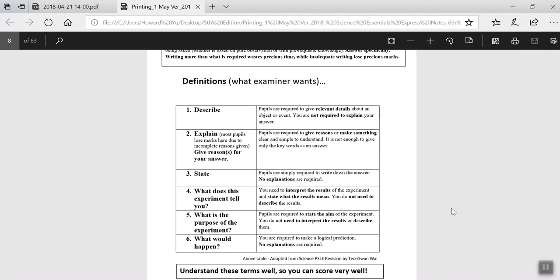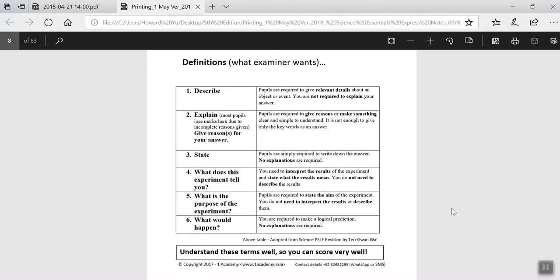And thirdly, state is the easiest. For state, they need not give complete sentences. They just need to give the keywords. For example, state the processes involved in the collection of water. So simply, the answers may be evaporation and condensation.